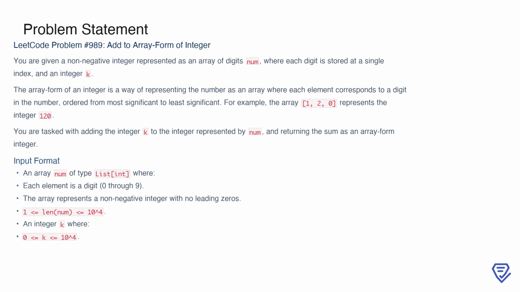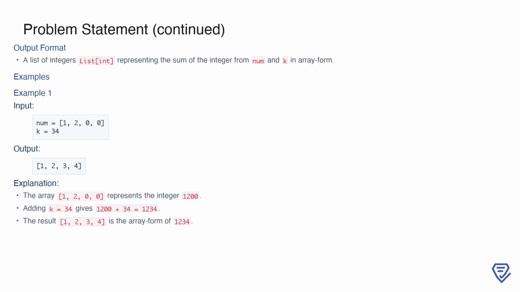The input includes number, which is a list of digits between 0 and 9, and k, which is a non-negative integer. The constraints specify that number has no leading zeros, is at least one digit long, and can be very large, with up to 10,000 digits. The integer k is also non-negative and always less than or equal to 10,000. The result of the operation will be a list of integers that represents the sum of the number from number and k in array form.